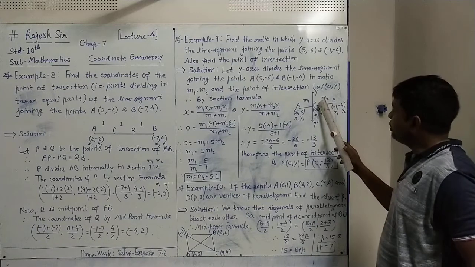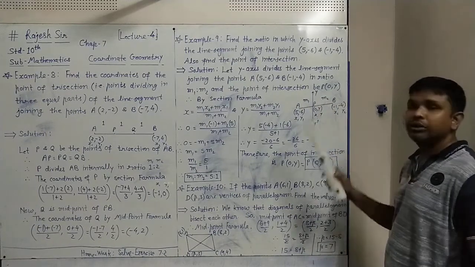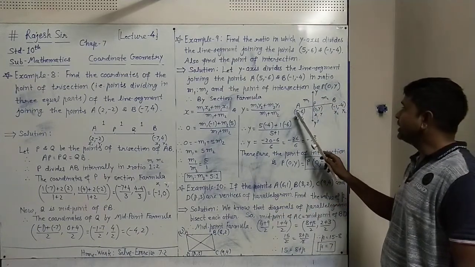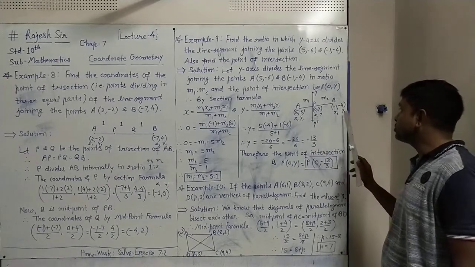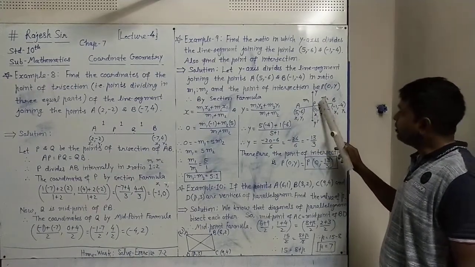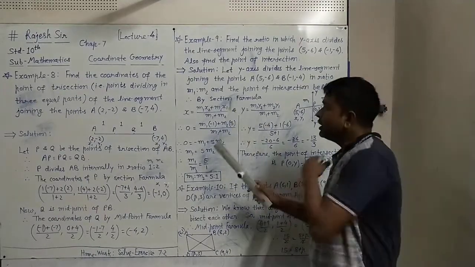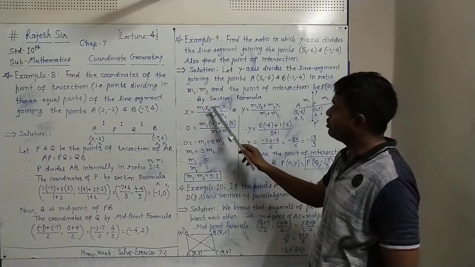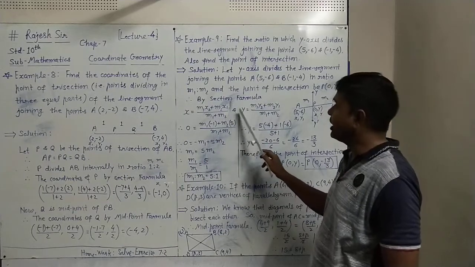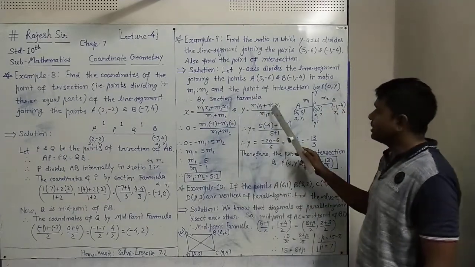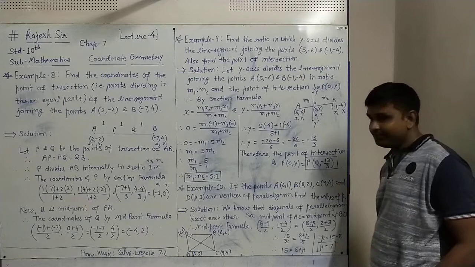So here P point divides AB. In usual notation, A coordinates are x1, y1, B coordinates are x2, y2, and the dividing point P coordinates are x, y. By the section formula, you know that the x coordinate is (m1 x2 plus m2 x1) upon (m1 plus m2), and the y coordinate is (m1 y2 plus m2 y1) upon (m1 plus m2).